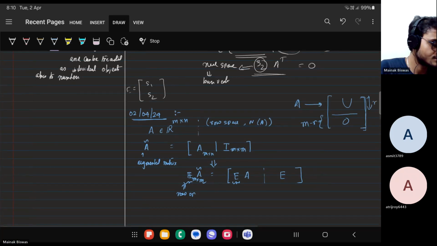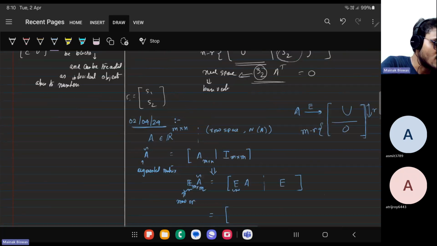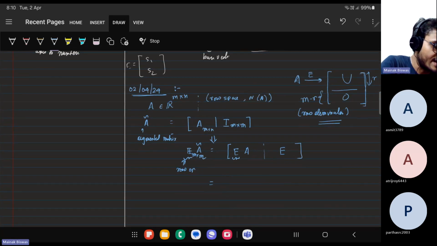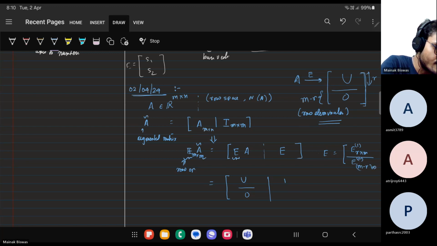Okay. This is row elimination. So what would I end up having? I will end up having U and 0, and I am writing E as, say, E1, which is r cross m, and E2, which is m minus r cross m. Okay, so I have E1 and E2.